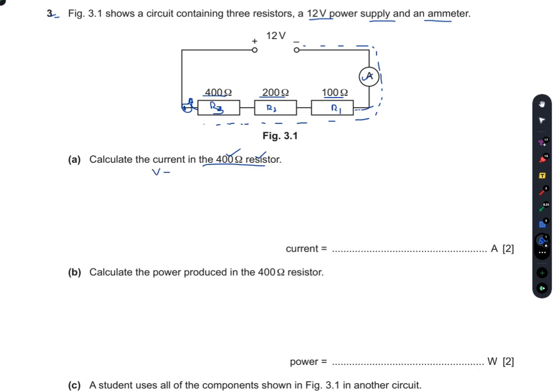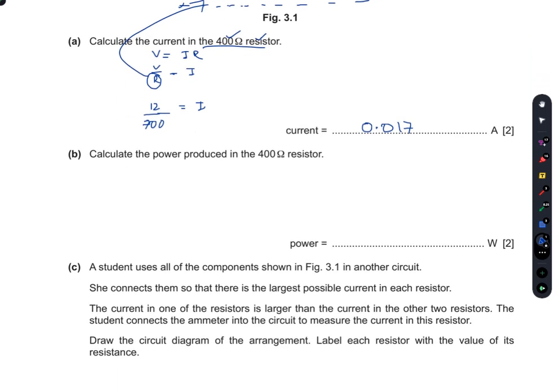So by Ohm's law you have V is equal to IR, so V over R is equal to I, but this R here is not only the 400 ohms, it is 700 ohms, which is the addition of all the resistances. So 12 divided by 700, that is 0.017 amperes. That's the answer. So that was question 3A. Now question 3B.